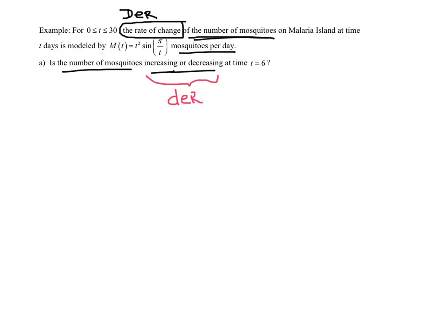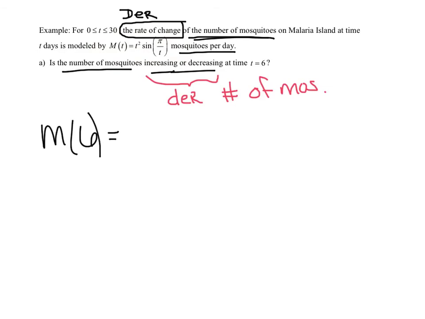Now always ask yourself, who do they want the derivative of? Well, it says, is the number of mosquitoes increasing or decreasing? So I want the derivative of the number of mosquitoes. Does that pop out to you? It's got to. Remember, they just said the rate of change of the number of mosquitoes or the derivative of the number of mosquitoes is given here. I don't have to do any calculus. They're giving me the derivative of mosquitoes. So all I'm doing in part A is evaluating m of 6.